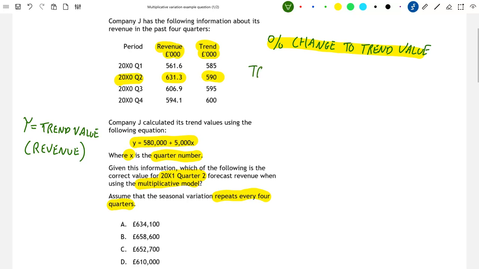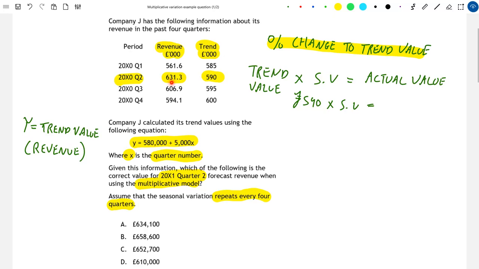So the trend value multiplied by the seasonal variation, SV for seasonal variation, is equal to the actual value for the revenue in that period. Looking at our table, our trend value was £590,000. So I'll write this in thousands. And our actual value for the revenue in this period was £631,300. So again, I'll write this in thousands.